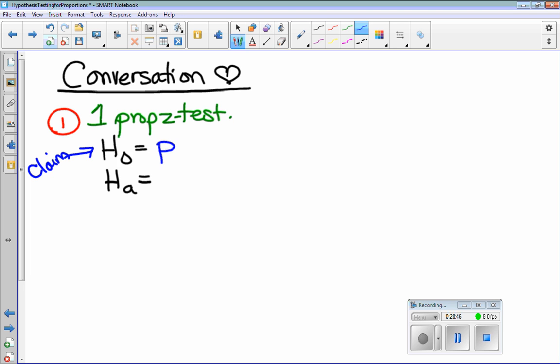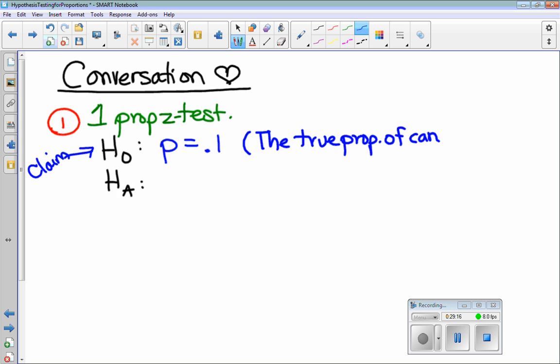By the way, it shouldn't be an equals here, it should be a colon. The null hypothesis is, the alternative is. We claim the true proportion of candy hearts is 0.1. That's the claim. And so let's write that in context. What does that mean in context? The true proportion of candy hearts is 10%. Of pink candy hearts, sorry.